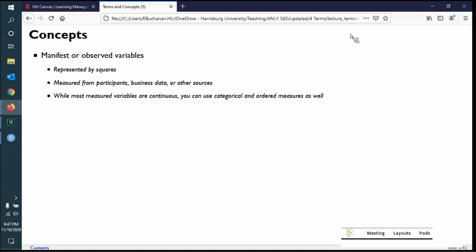Generally, our measured variables are continuous. But they don't have to be. You can use categorical or ordinal ordered measures. Generally, picking an ordinal scale means that you're going to use maybe a different type of analysis, or a different type of math. We'll talk about item response theory at the end of the semester, and that's where we'll look at these ordinal scales, like a Likert scale of 1 to 5. If I don't treat that as continuous, what can I do?